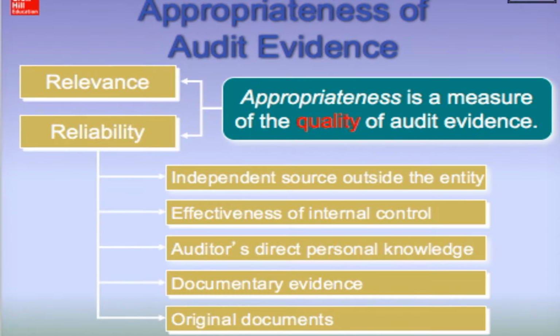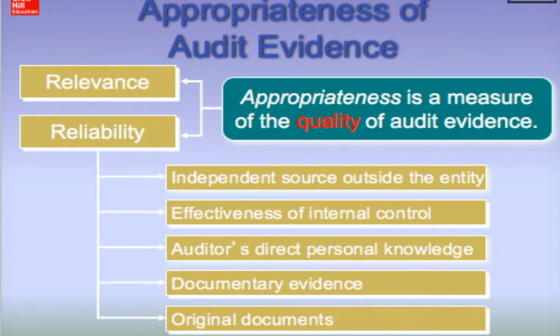So this is just a nice little conceptual flowchart for appropriateness. Appropriateness is a measure of the quality of audit evidence, which is determined by its relevance and reliability. When looking at reliability, some of the components that you want to look at are: is it coming from an independent source outside the entity? Is it effective as an internal control? What direct personal knowledge does the auditor have of whatever you're looking at? And then obviously original documents and documentary evidence.